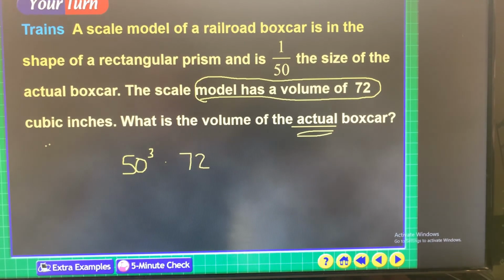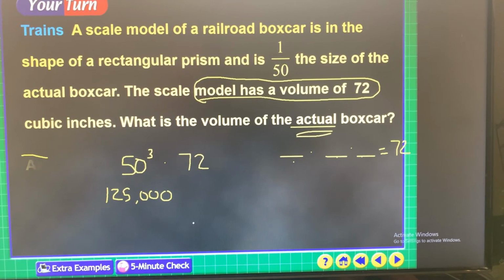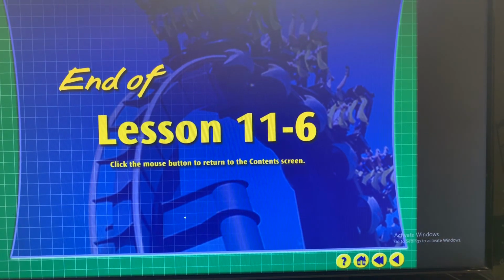Why times 3? Because remember, in order to find the volume, I needed to go like this. And remember that each one of these numbers were originally divided by 50, because they're 50 times smaller. So you're going to go 50 cubed, which is 125,000 times 72. And you will get 9 million inches cubed. That's it. Good luck.